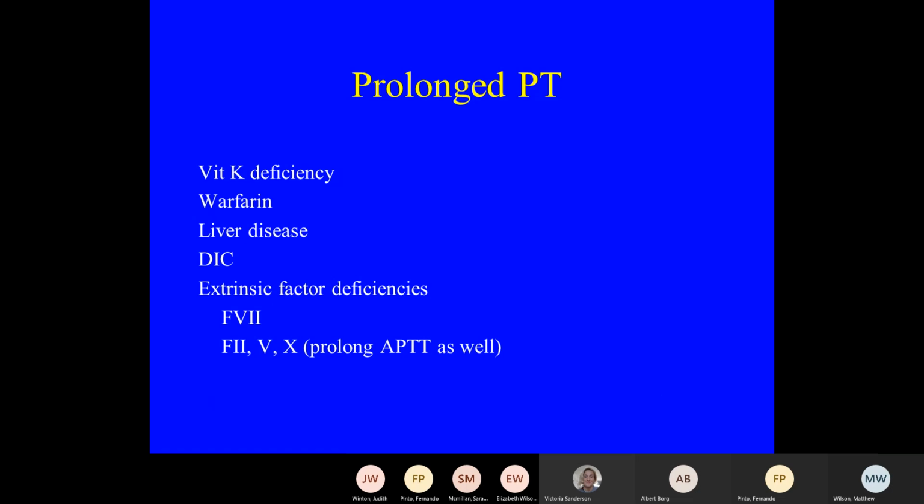So causes of prolonged PT: we discussed vitamin K deficiency. Obviously, warfarin, liver disease and DIC will prolong the PT and the APTT, as we discussed before. Or there are specific, normally genetically determined inherited deficiencies of the extrinsic pathway factors, 7, 2, 5, and 10. Okay, next.